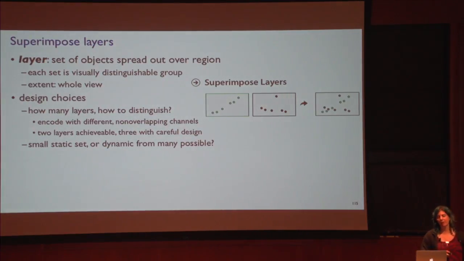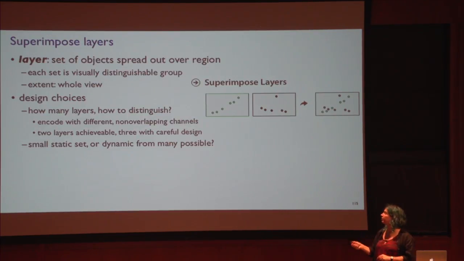One last bit when we're thinking about views and layers, which is what about putting views on top of each other, about superimposing them? In particular, I'm just going to call a layer any set of objects that are spread out. And a question is, how much can you get away with? How many layers can people use? How do you distinguish between them? So in general, if you're doing something that's completely static, you can only really have a very small number of layers. If you're doing anything where you've got interaction, then things can get more complicated.